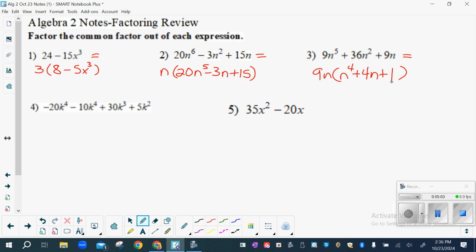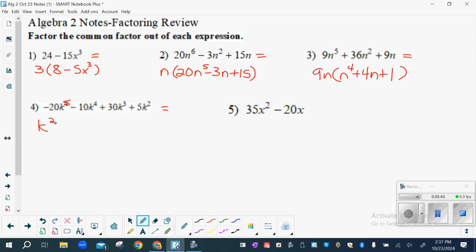So now on number 4, we're going to change this to a 5. This is a typo. This should be a negative 20k to the 5th. So change that exponent here to a 5. So what can we take out of all of those? Thank you for raising your hand, JJ. Please raise your hand, because I don't want everyone to just stop thinking and assume that a couple people are going to answer it. JJ, what do you think? 10k to the second.